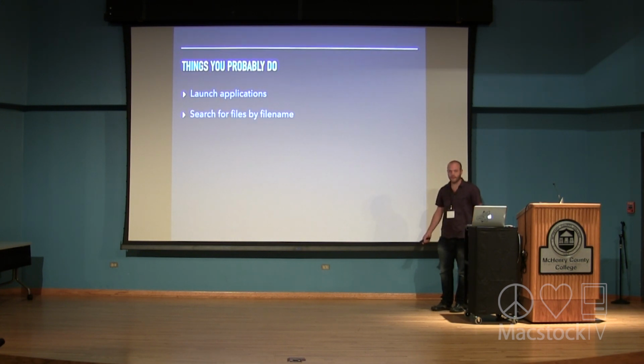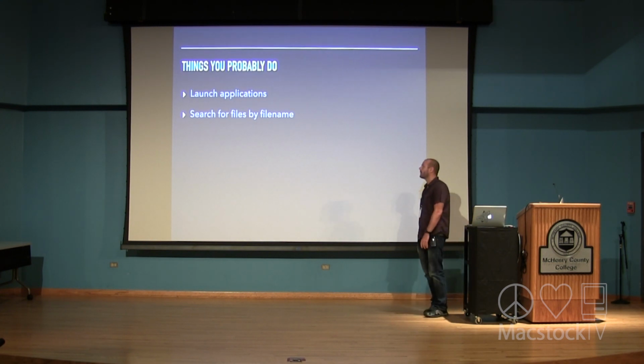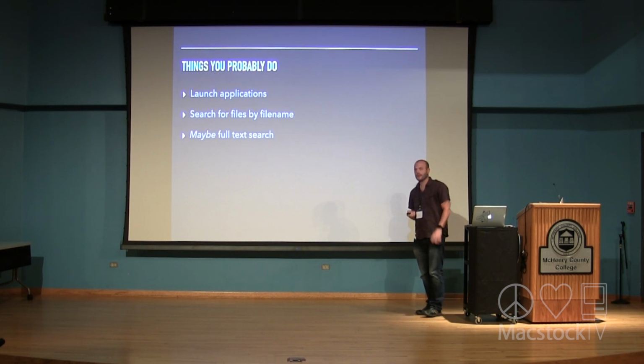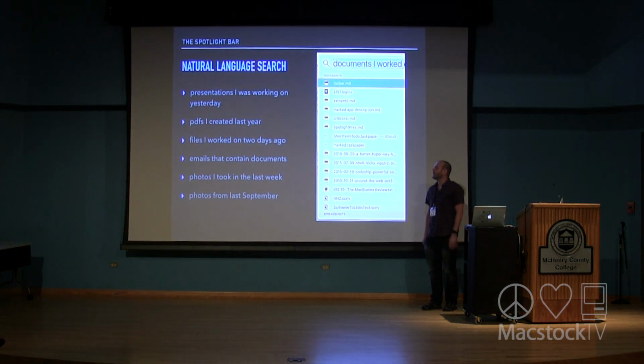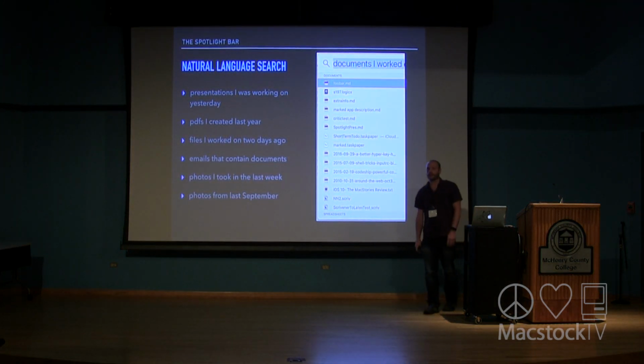A lot of people search for files by file name. Files you've worked on recently, you probably remember any part of the name, and Spotlight will find that pretty fast for you. Maybe if you're used to it, you use a full text search, so you can search the content of any PDF or document. Spotlight these days recognizes natural language, so you don't have to use a lot of crazy syntax stuff. You can write things like, presentations I was working on late last night.